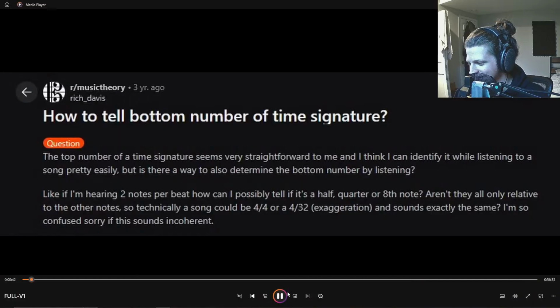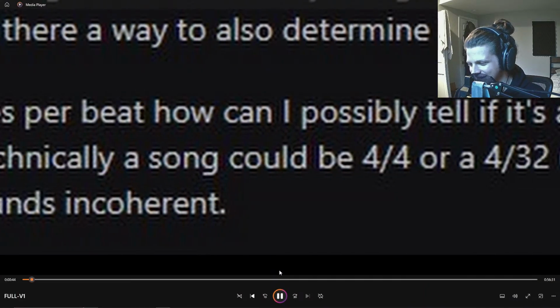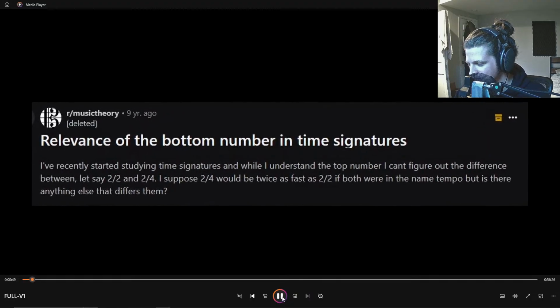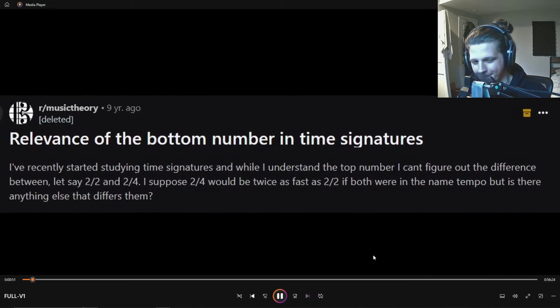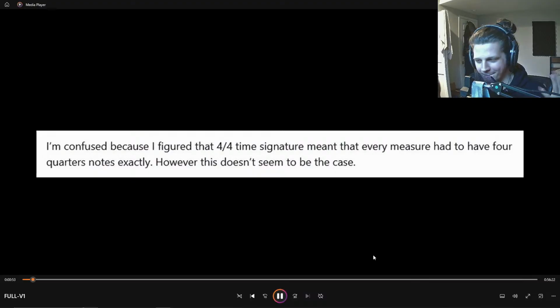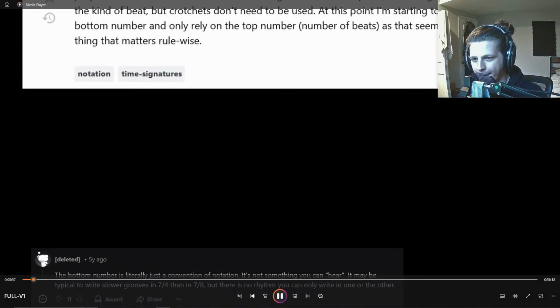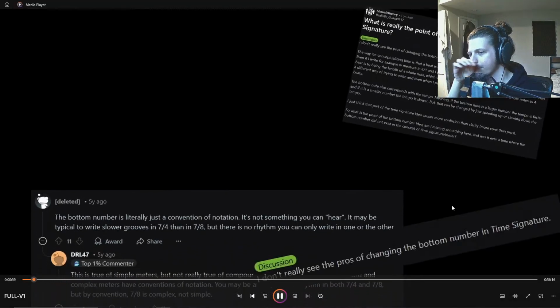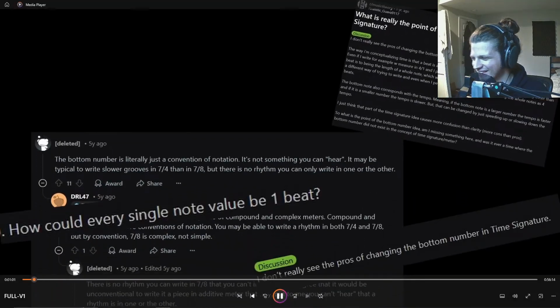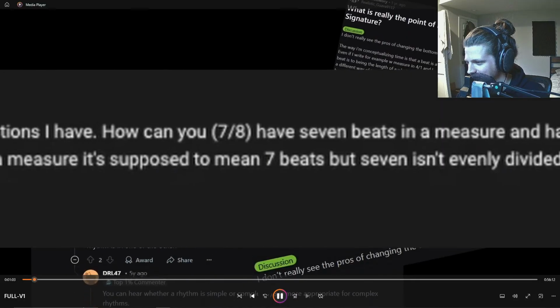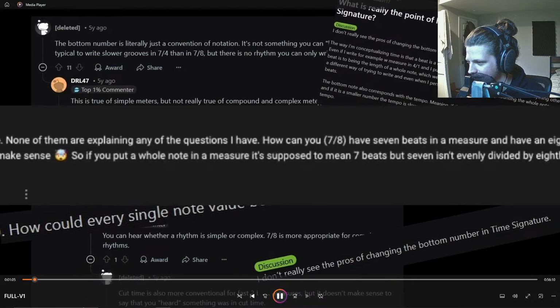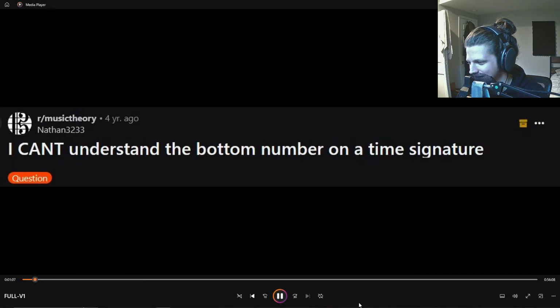Just right. Have y'all noticed that time signatures are confusing as How to tell bottom number of time signatures? This Like edit 102 notes per beat. How can I was so possibly tell if fun it's to a half, make. quarter, or eighth? I'm so confused. I've recently started studying time signatures, and while I understand the top number, I can't figure out the difference between, let's say, 2-2 and 2-4. I'm confused because I figured that 4-4 time signature meant that every measure had to have 4 quarter notes exact. I don't understand the bottom number in a time signature. The bottom number is literally just the convention of notation. What is really the point? This is true of simple numbers. I don't really see the pros of changing the bottom number. I could every single note value be 1, 2, 3, 4. I can't understand the bottom number on a time signature.